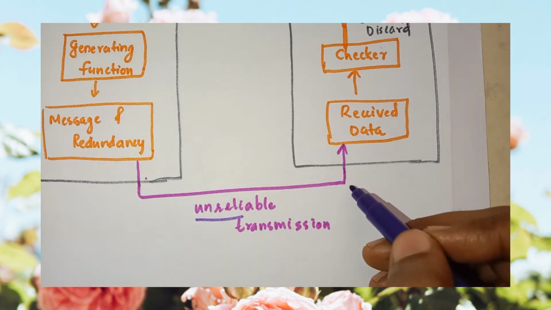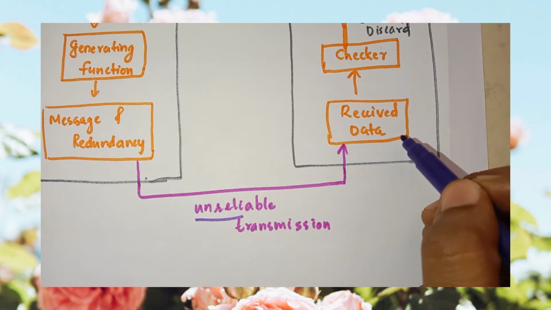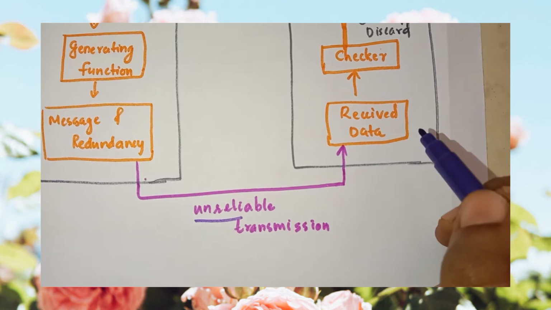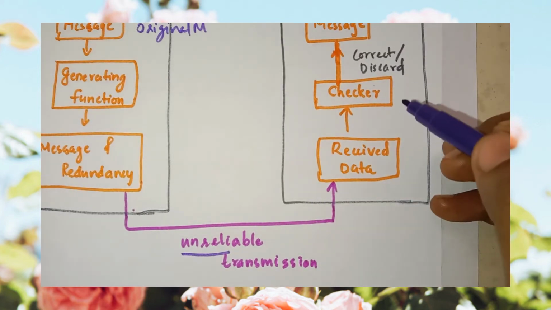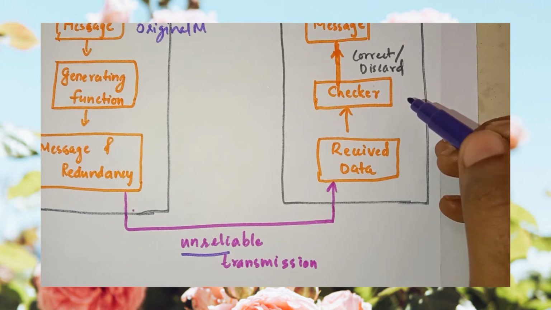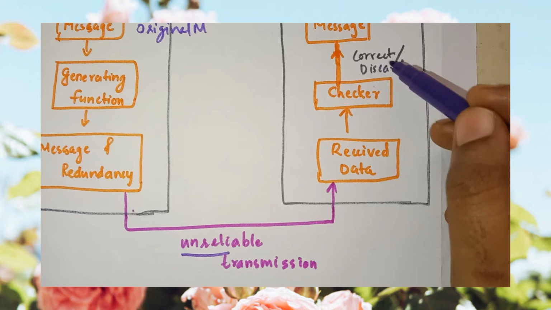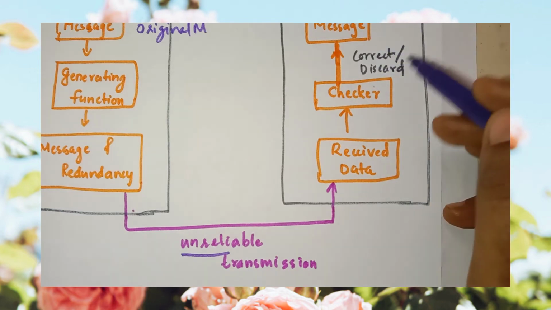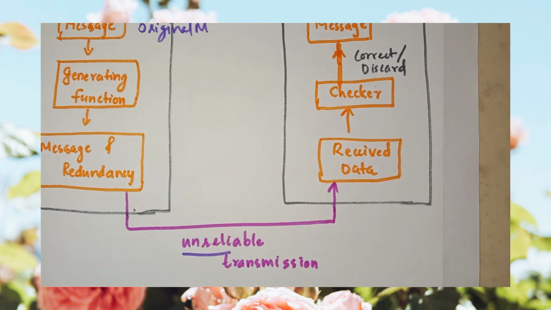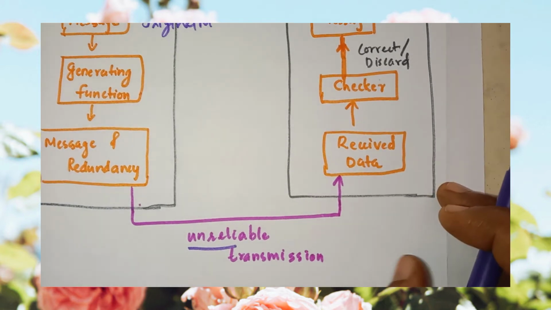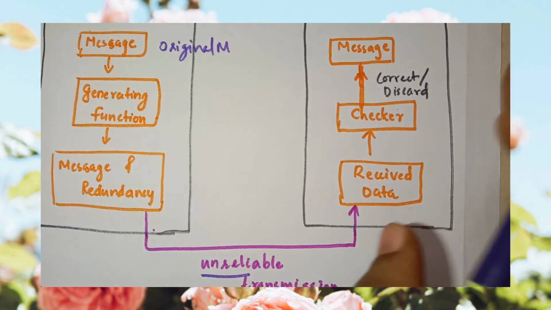The message and the redundant bits are combined and transferred through the unreliable transmission medium, and the receiver receives the data. Then the receiver doesn't know whether this data is original or not. He wants to check. Using the checker, he checks whether the message is original or not. He applies particular conditions, and after that he concludes whether the message is correct or not. If it is correct, then he reads the message, and if it is not correct, then he discards the message. He can detect that there is some error in the message. This is the general method for detecting the error using redundancy bits.